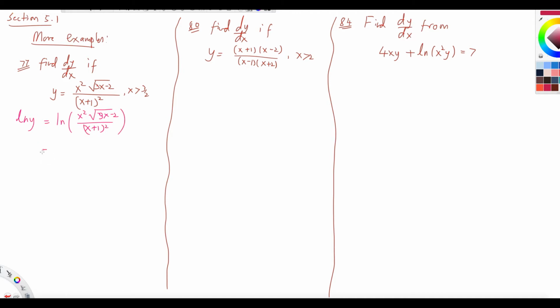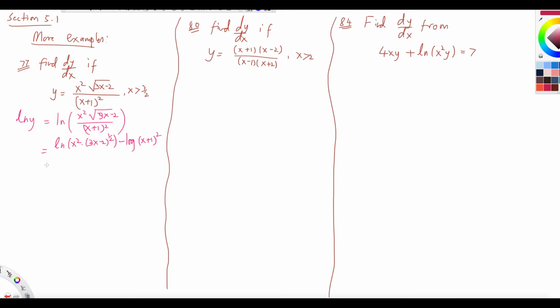Now, using the properties of the logarithm, again, we have not used any derivative so far. We are just trying to simplify by taking the log. The log of the quotient is the same as the log of the numerator, x squared times (3x minus 2) to the 1/2, minus the log of the bottom, which is (x plus 1) squared.